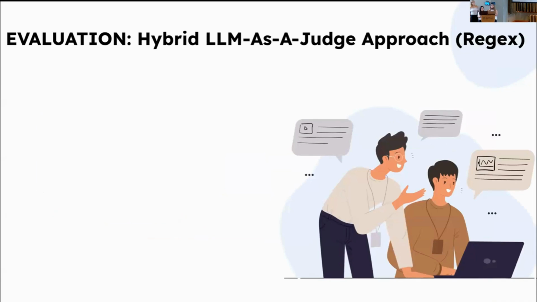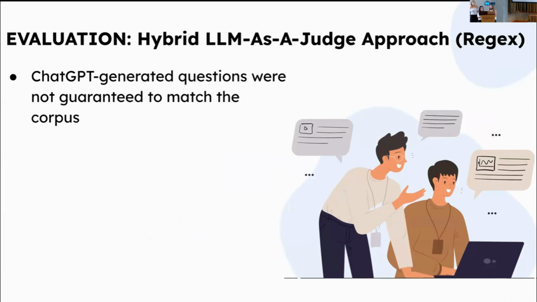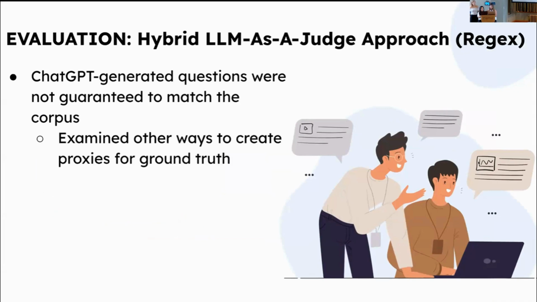While the ChatGPT generated questions helped us quickly simulate real-world queries, this was a much more naive approach. We weren't really sure if these questions were actually addressed by the corpus, since they weren't drawn from the documents themselves. This led us to consider different ways to create more accurate proxies when we didn't have ground truth data available. And to make our evaluation set a bit more representative, we plan to take a second, more grounded approach in the future.